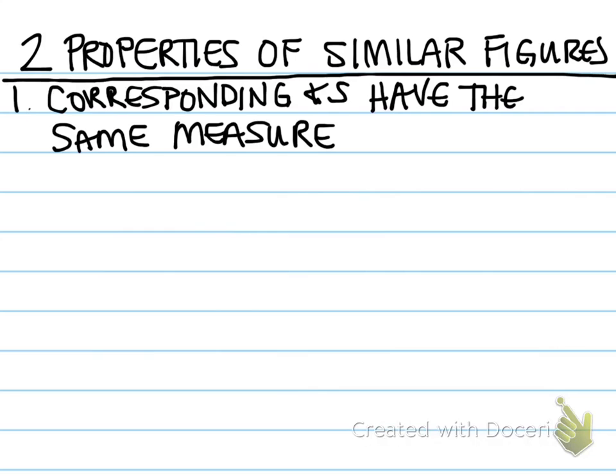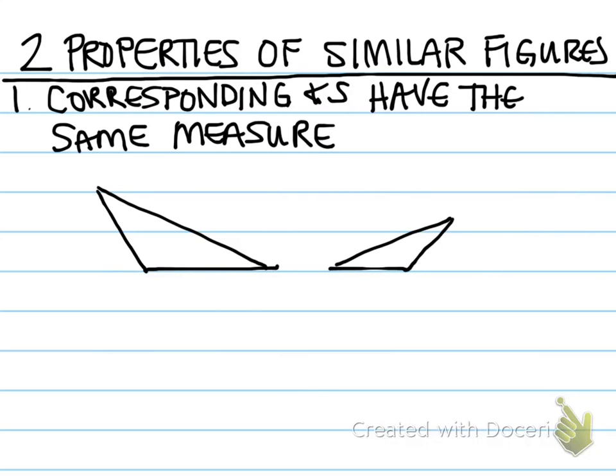Corresponding, remember, means that they are the angles that match up between the two shapes. For instance, if I were to draw two triangles, and these are similar because we're talking about properties of similar figures, we would label these figures. So we can talk about angle A, angle B, and angle C of our larger triangle. We can also talk about angle D, angle E, and angle F of our smaller triangle.